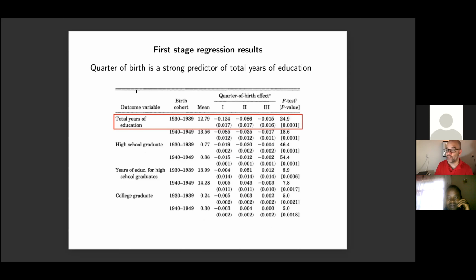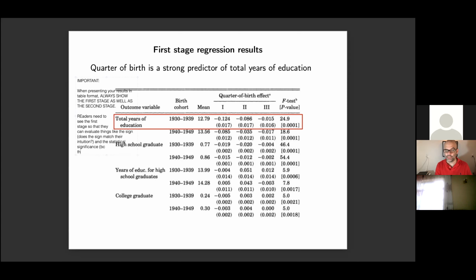So here are some first stage regression results. Let me just say one thing real quick. Important: when presenting your results in table format, always show the first stage as well as the second stage. Readers need to see the first stage so that they can evaluate things like the sign. Does the sign match their intuition? And the statistical significance, because that ultimately relates to the strength of the instrument. All right, so you have to report that.